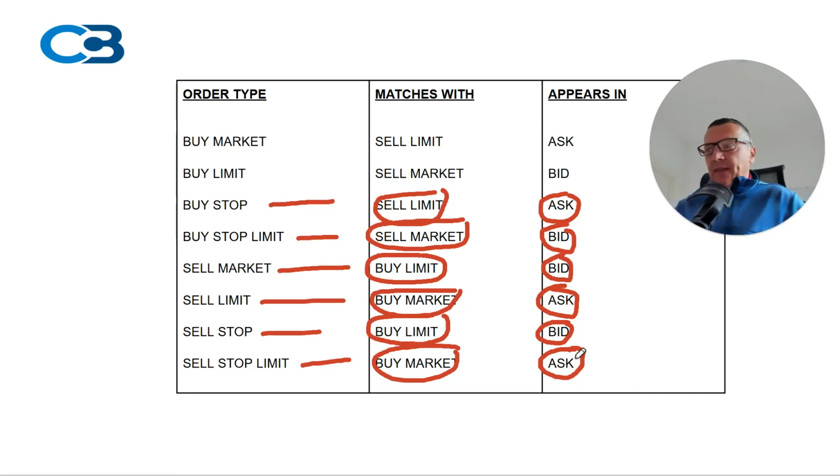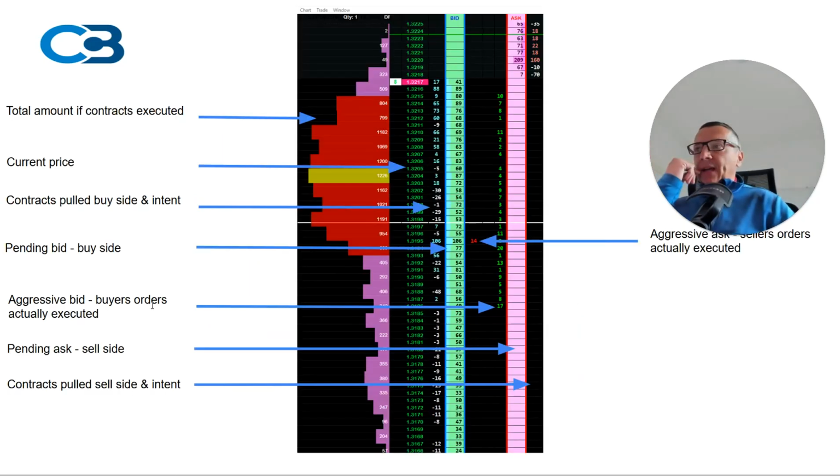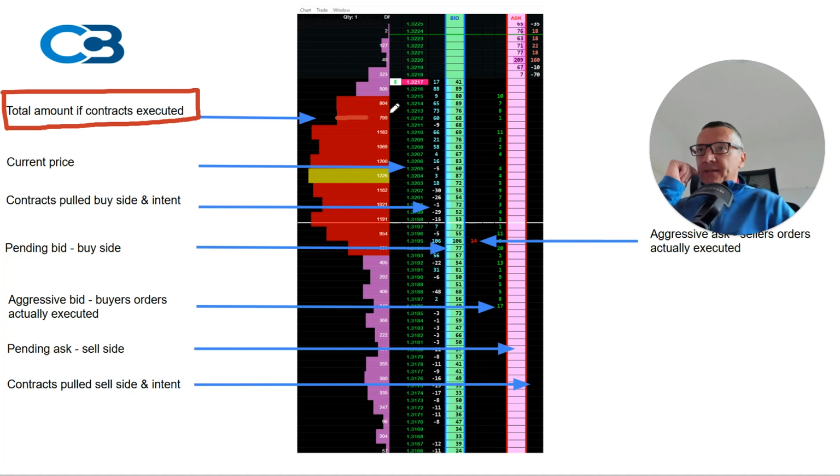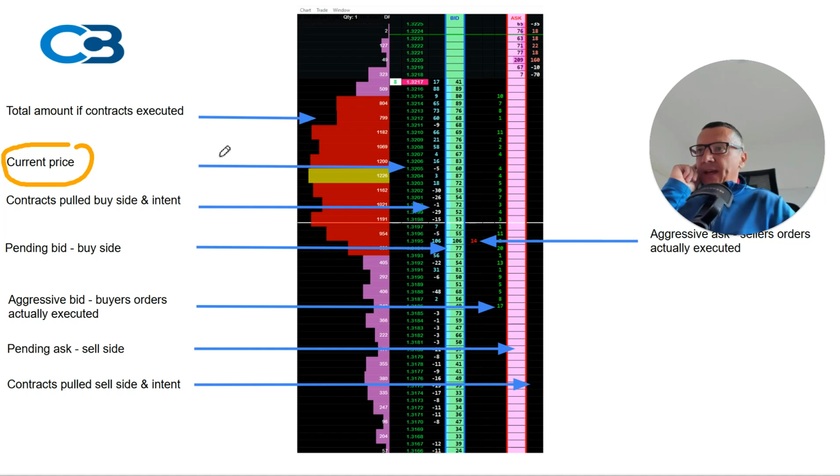Let me just show you that on the depth of market. Okay, so if you've not seen the depth of market before, this is where all the contracts are executed, buy limits, sell limits, so on and so forth. So let me just go through this with you. So total amount of contracts executed is this arrow here. So in this instance it's 799. Let's change the colour, that's a little bit better. This is the current price level, this arrow here, which is pointing to 1.3208.